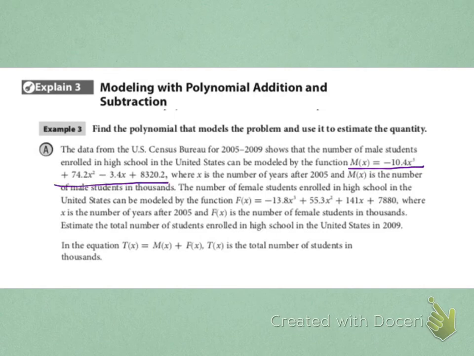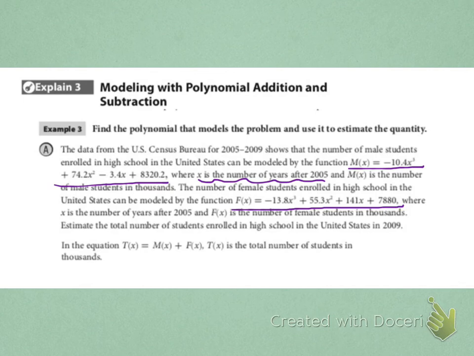where x is the number of years after 2005, so that's important to know what x represents, and m of x is the number of male students. Okay, so the number of years after is being used to predict the number of male students in thousands, and then the number of female students is described by this polynomial. And again, x represents the number of years after 2005. And again, it's representing the number of female students in thousands.